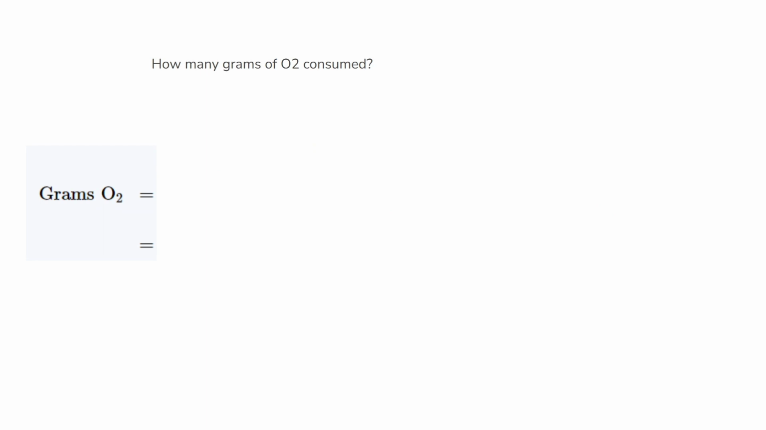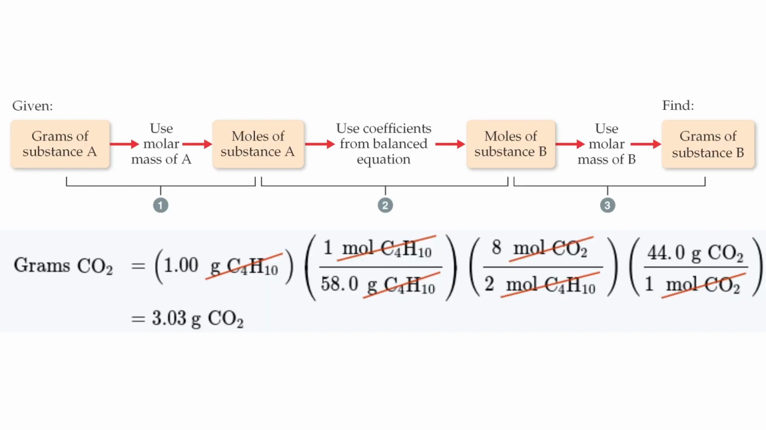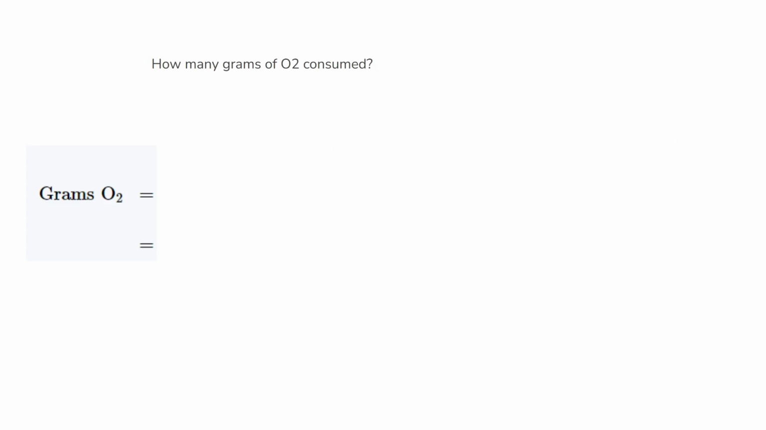So even though oxygen gas is a reactant in this equation, it's going to be the exact same as finding out the product that is carbon dioxide. The only thing that's different is that we're using different stoichiometrically equivalent quantities. So we're given the 1 gram of butane.